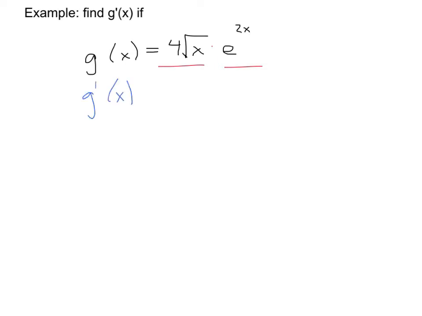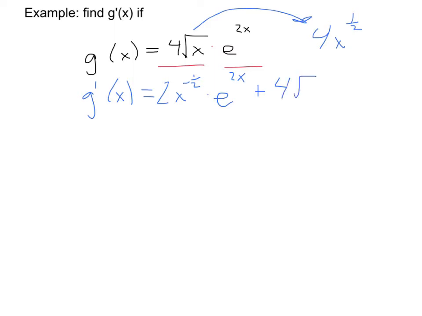So g prime of x equals, I'll do the derivative of the first thing, and I'm really going to think of this as 4x to the 1/2. When I take this derivative, I'll bring the 1/2 down. That's going to give me 2x to the negative 1/2 times e to the 2x left alone, plus, now I'll leave 4 root x alone, and I'll multiply by the derivative of e to the 2x. Remember, the derivative of e to the anything is e to that thing, and then we do the chain rule times the 2 from the derivative of what was within that expression.